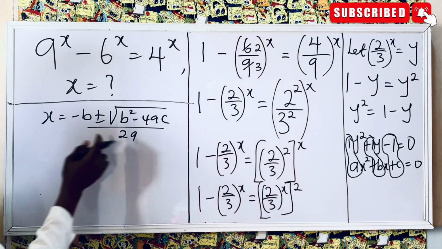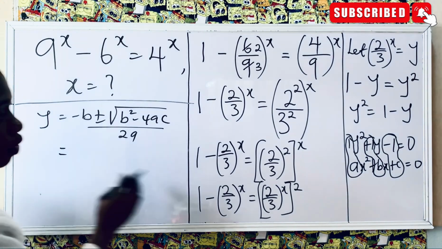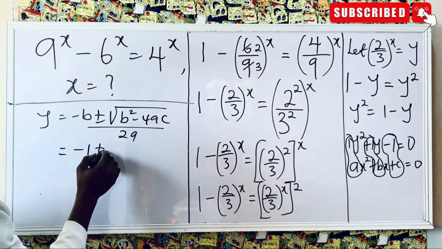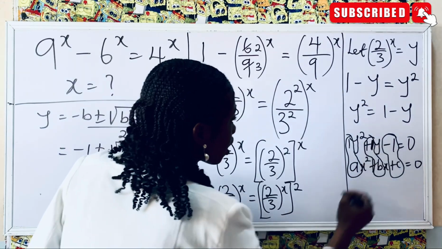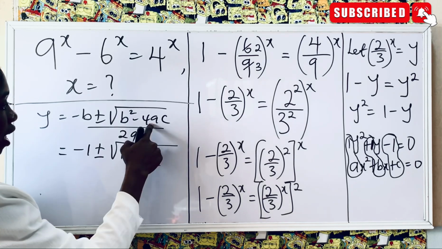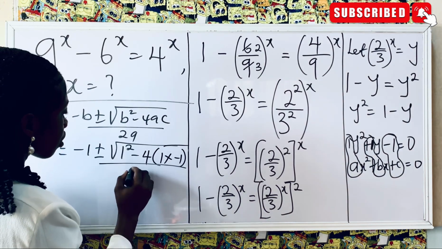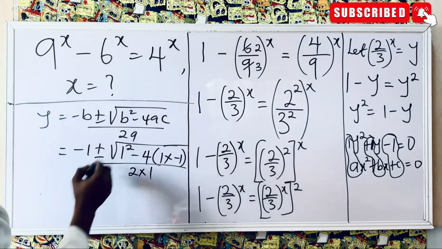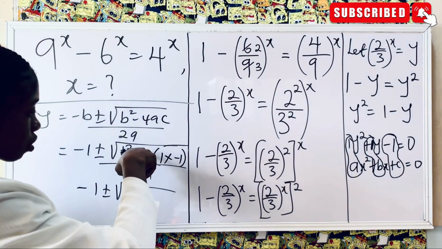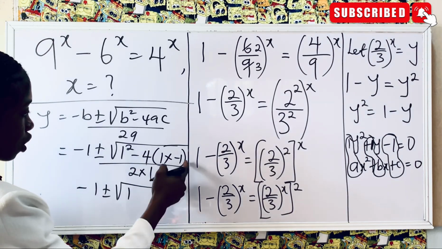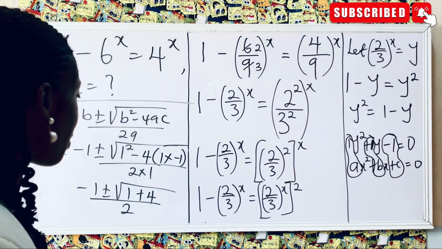So let's plug it in. What we are going to have here is y is equal to negative 1 plus or minus the square root of 1 squared, because our b here is 1, minus 4 multiplied by a, which is also 1, and our c is negative 1, all over 2 multiplied by 1. So if you simplify this, you have negative 1 plus or minus the square root of 1 squared, which is 1, and 4 times 1 times negative 1 gives you positive 4, all over 2. So you see it's becoming interesting.